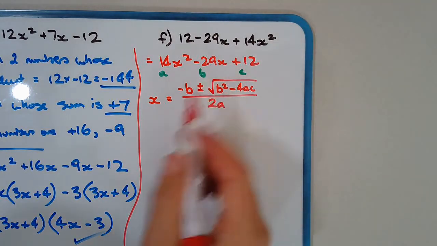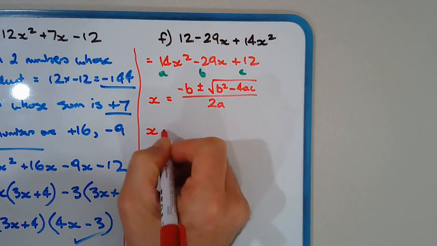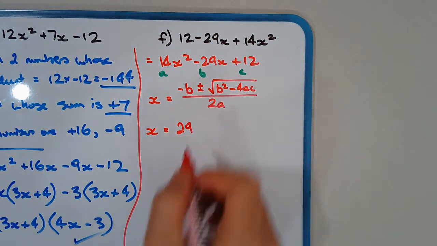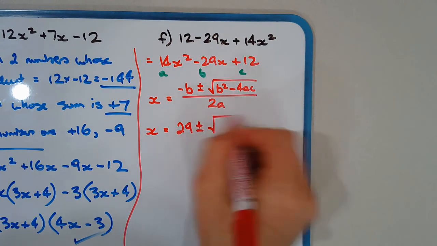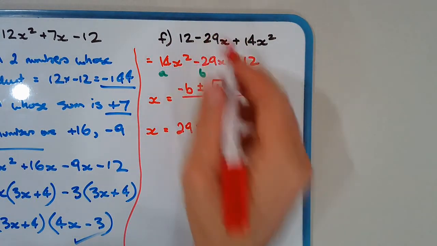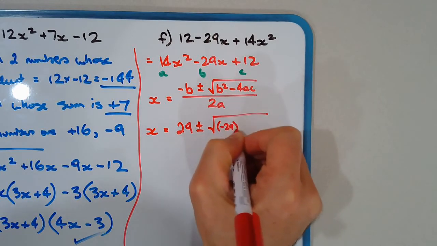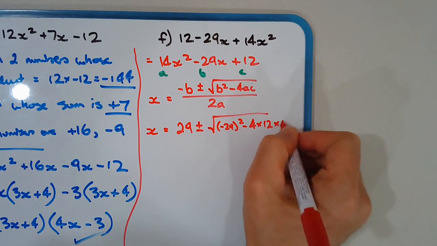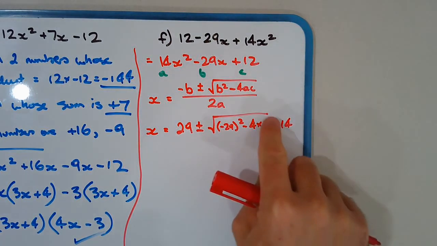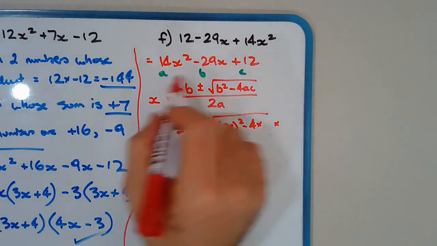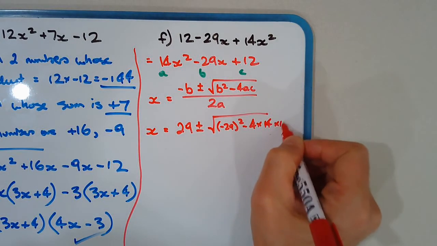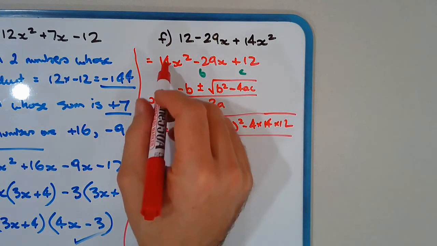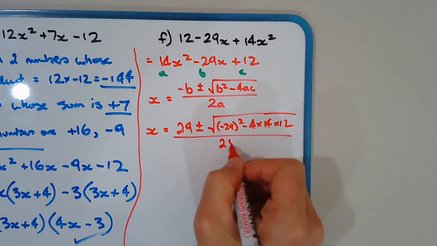Right, the b term is negative 29. So x is equal to negative 29, so it's going to be positive 29, plus or minus the square root of b squared minus 4ac, so b is negative 29, squared, minus 4 times 12 times 14. Sorry, AC, it doesn't really matter which order, you would get the same answer anyway, over 2a. a is 14, so it's going to be over 28.